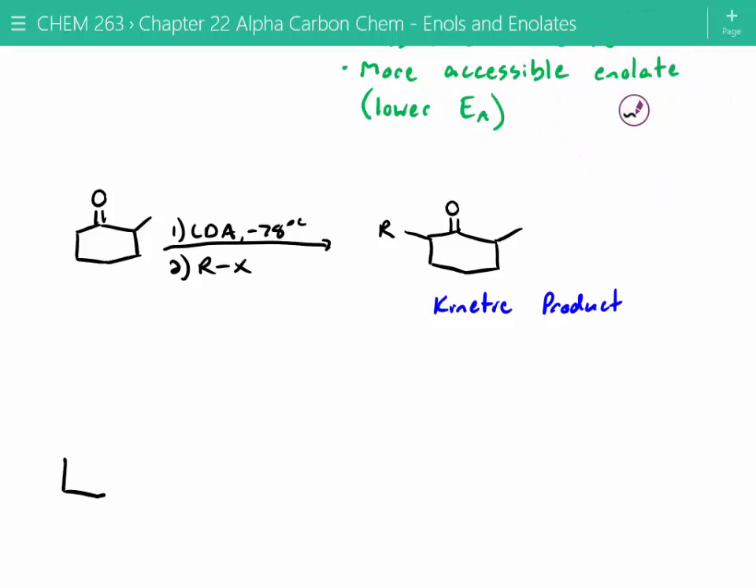Or we can try to get our thermodynamic product. We're going to run this at room temperature. And what's a nice small base we can use? Sodium hydride. Sodium hydride is really popular for this reaction because it's capable of abstracting the proton on the less accessible side much more easily than LDA.